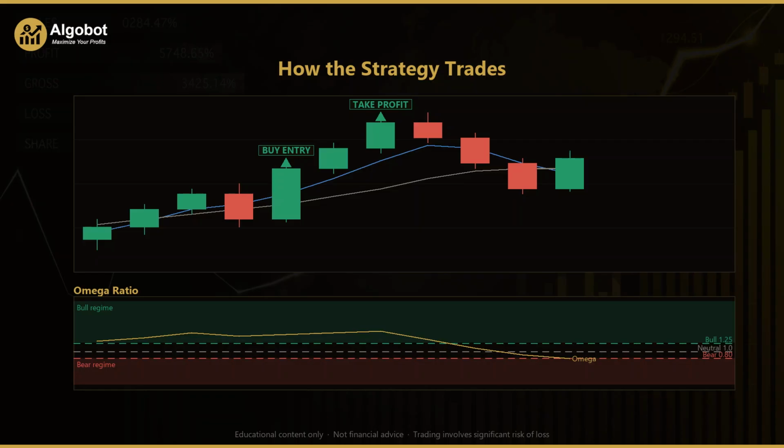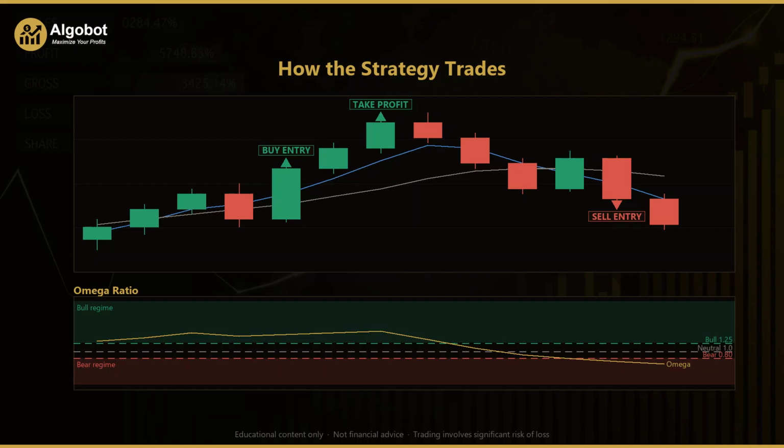Then the short setup appears. One candle pops upward against the new downtrend, closing higher than it opened, a brief counter-trend bounce. The next candle is the bearish resumption bar. It closes back below the low of that pop candle and below the fast baseline. With the Omega ratio now sitting under the red bear line, the regime, the trend, and the reclaim all agree to the downside, and the sell entry marker appears.